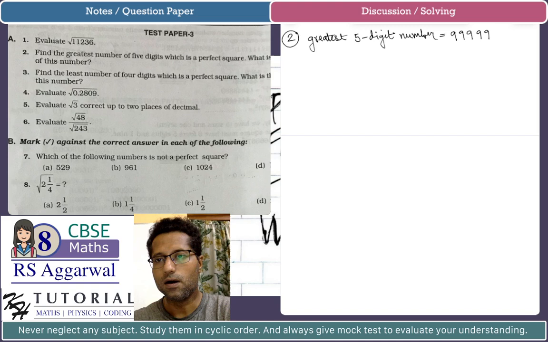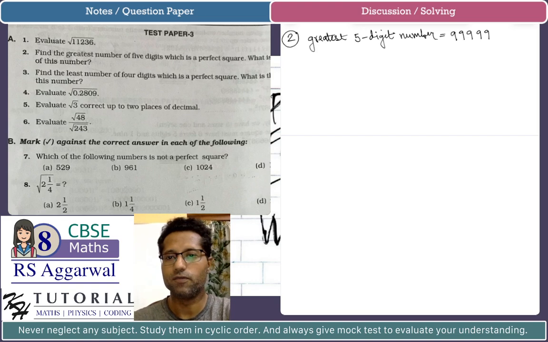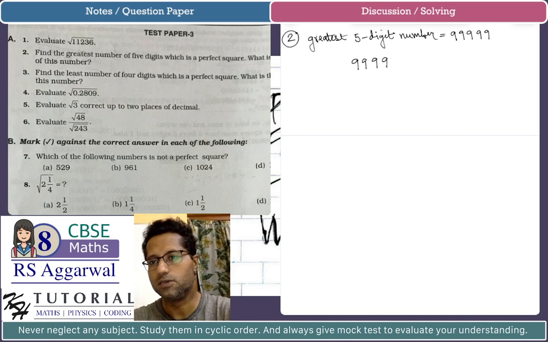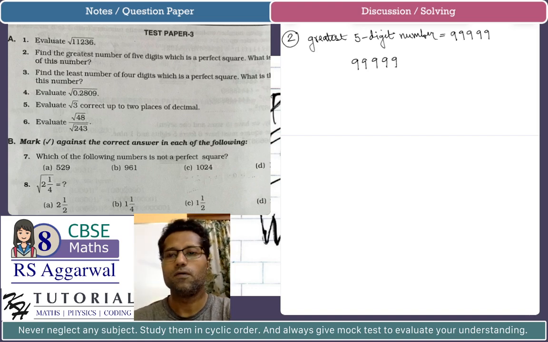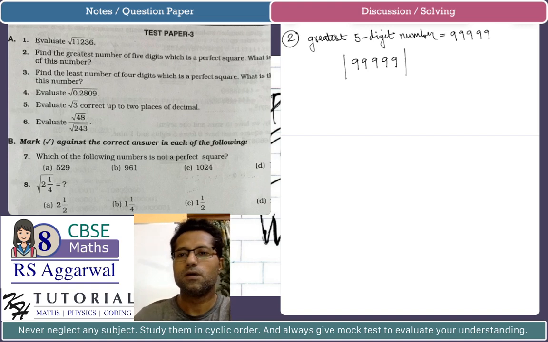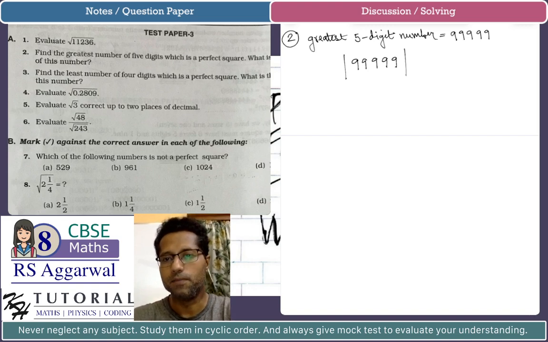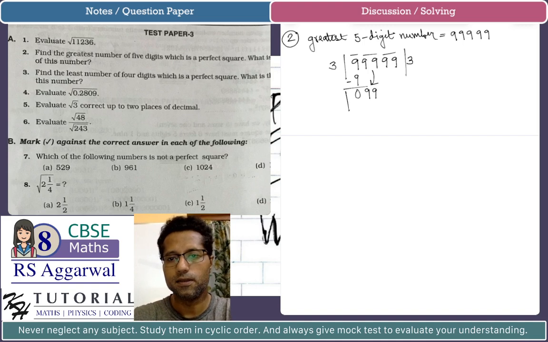So now this question boils down to that pattern of question. So we have to find the square root of 99,999. We mark the periods 9, 9, 9, 9 and 9. So definitely first we divide by 3. 3 into 3 is 9. The remainder is 0. We bring down the next period, that is 99, and then we divide.